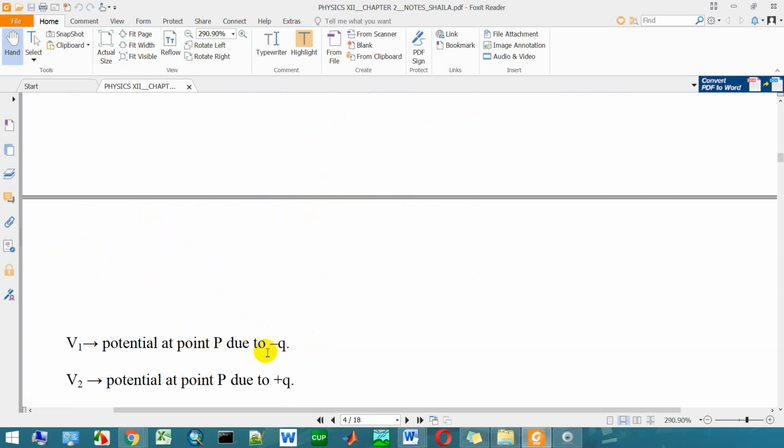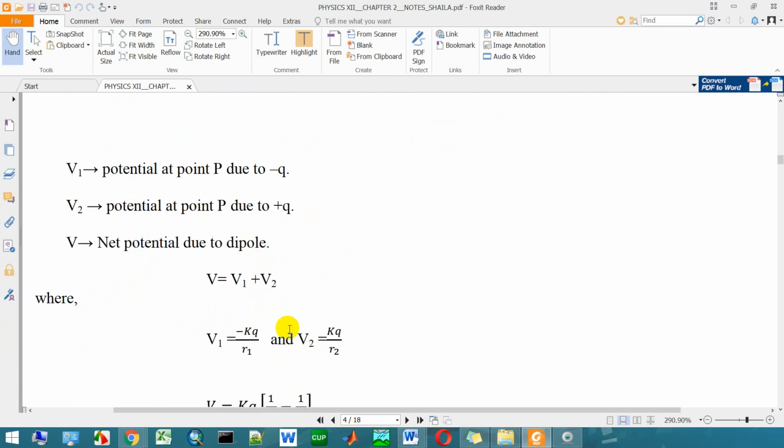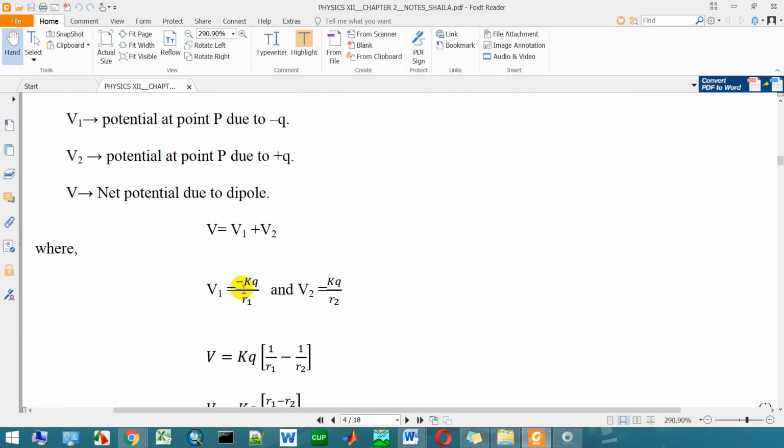V1 is the potential at P due to minus Q, V2 is the potential at P due to plus Q, and V, the net potential due to the dipole, is V1 plus V2. V1 will be minus KQ upon R1 because at point A is minus Q, and V2 is KQ upon R2. It is convenient to take minus Q on the left side and plus Q on the right side.